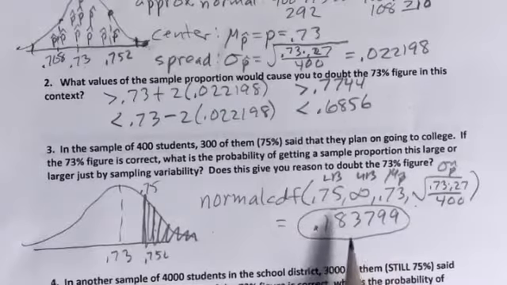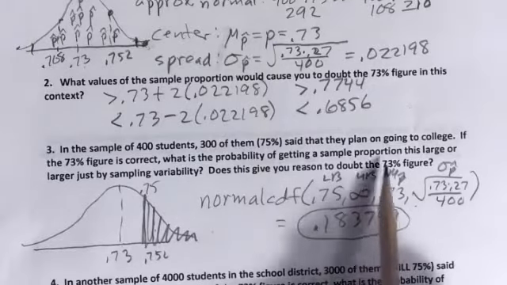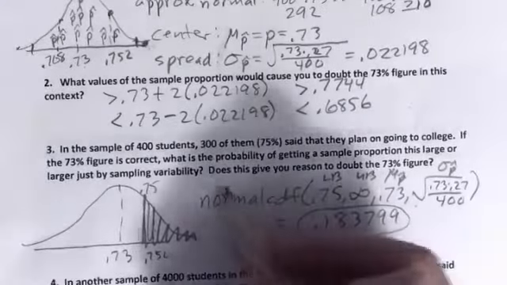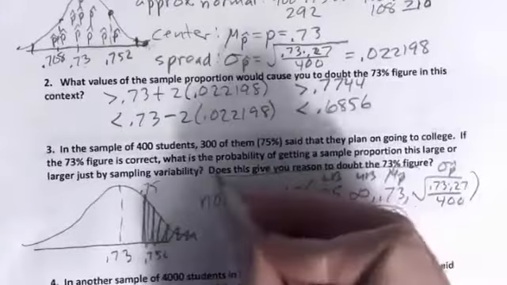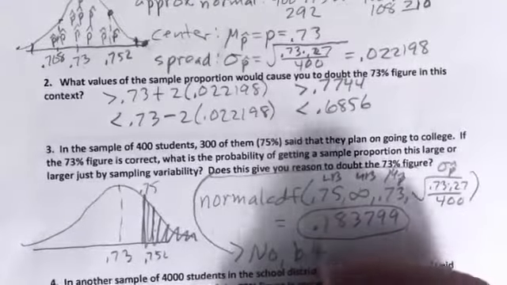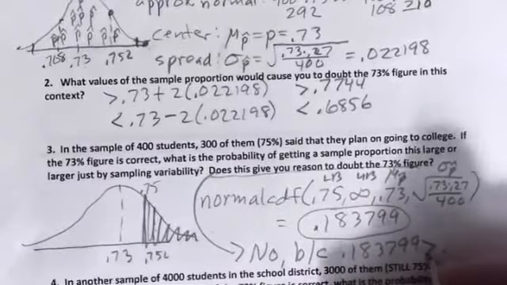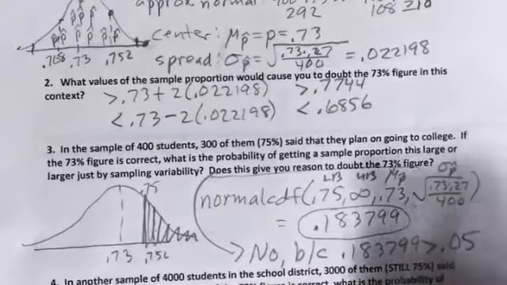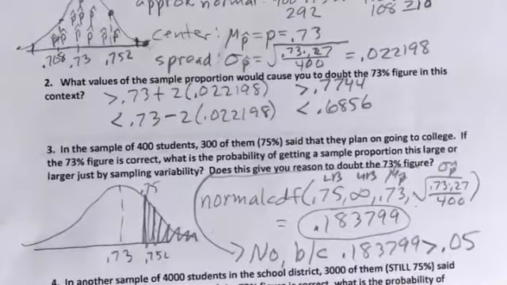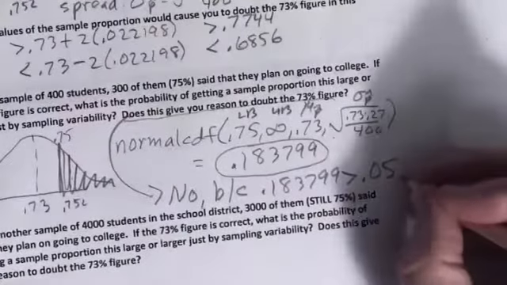If this number was less than 0.05, that there was less than a 5% chance that we would get a value this big, we would say we'd have reason to doubt the 73% figure. So, does this give us reason to doubt the 73% figure? And this is what we're going to say. No, it does not. No, because 0.183799 is greater than 0.05. And so it's reasonable to happen by sampling variability. As a matter of fact, I will write that here. That would be sort of stating it completely.